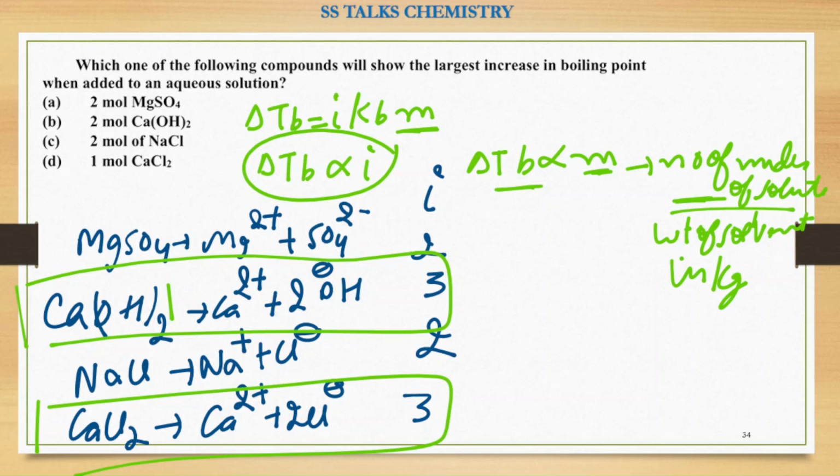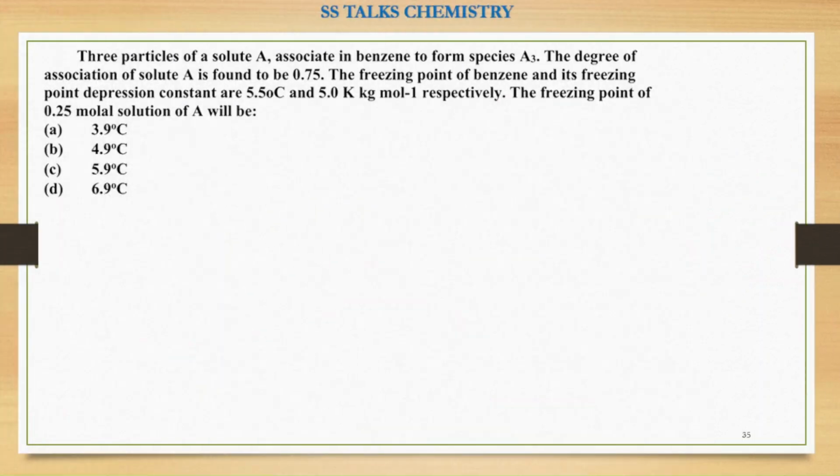So the one in which the two moles are present, and also this I value is 3, that is in option B. You can see for the calcium hydroxide we are having 2 moles, while for the calcium chloride only 1 mole is given. So the maximum increase in the boiling point will be for the calcium hydroxide. Okay.